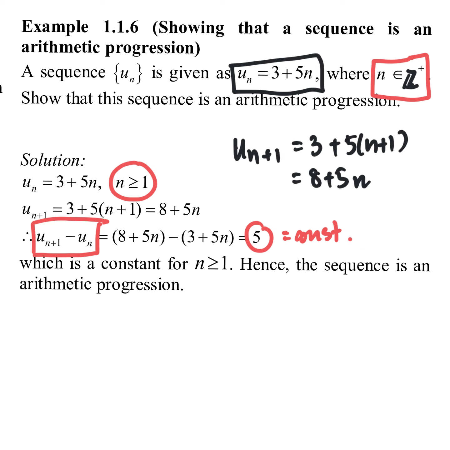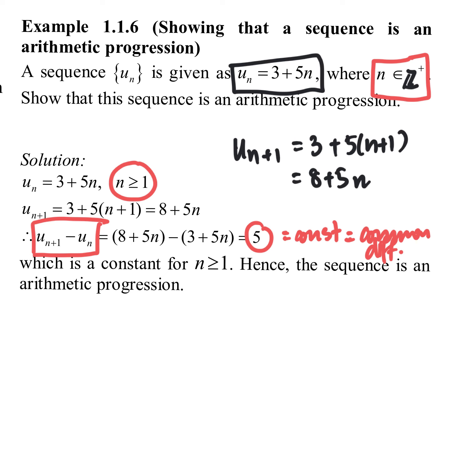Okay, since it is equal to a constant, it means that the difference of any two terms in this sequence is always equal to 5. And this 5 is the common difference. Okay, so this value of the constant is the common difference. And hence, the series is an AP.